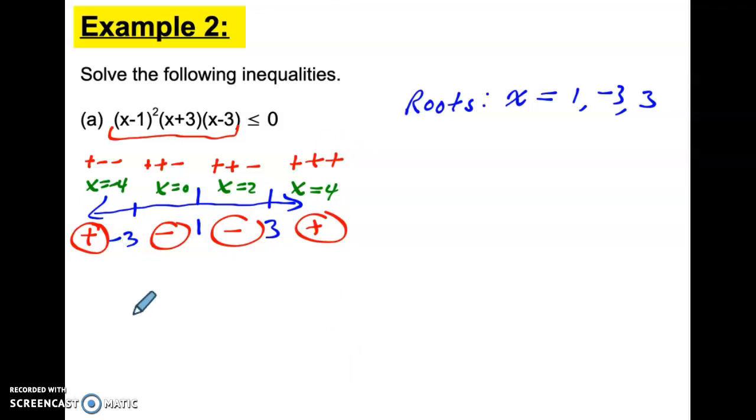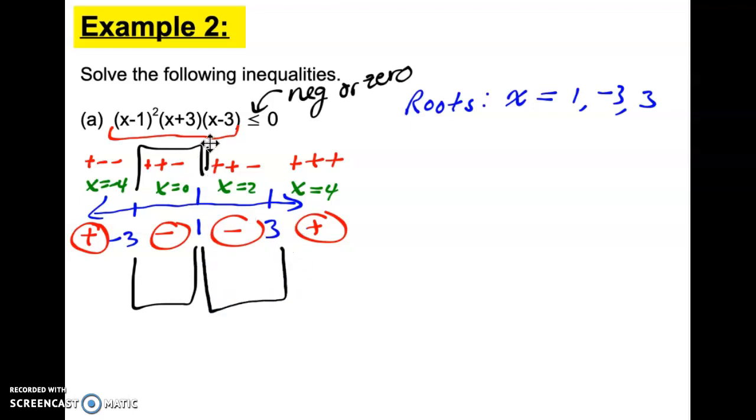Now, what sections do we choose as part of our answer? Well, we want the area where it is less than or equal to 0. So in other words, we want it to be either negative or 0. So it's negative between negative 3 and 1, and it's negative between 1 and 3. So those are the two intervals where it's negative, and then it's 0 at negative 3, at 1, and at 3.